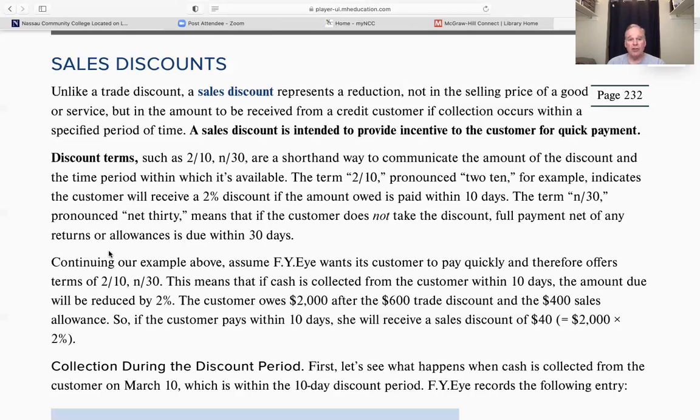Now, how is that shown? You'll see it here, 2, 10, and 30. 2, 10, and 30. It's a way of saying, if you pay me within 10 days, you can save 2%. Otherwise, you've got to pay me the full amount within 30 days.